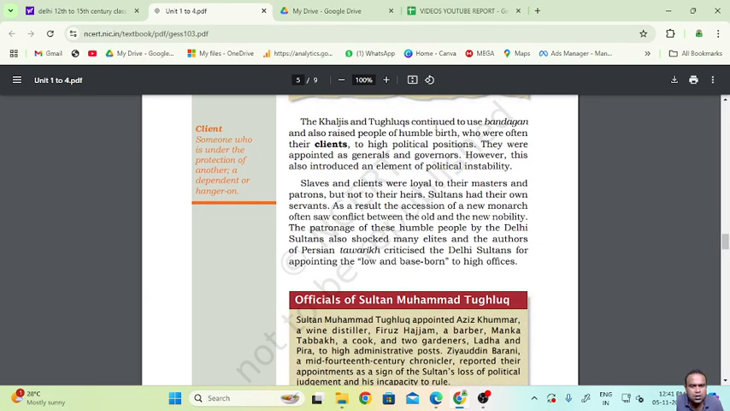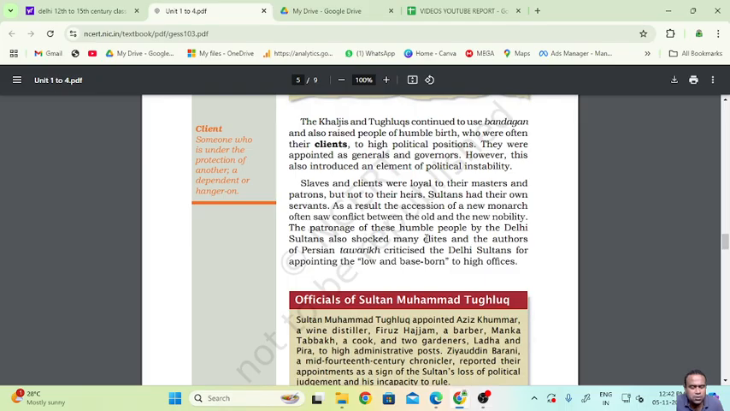The Khiljis and Tughlaqs continued to use Bandagan and also raised people of humble birth, who were often their clients, to high political positions. They were appointed as generals and governors. However, this also introduced an element of political instability. Slaves and clients were loyal to their masters and patrons, but not to their heirs. Sultans had their own servants. As a result, the accession of a new monarch often saw conflict between the old and new nobility.